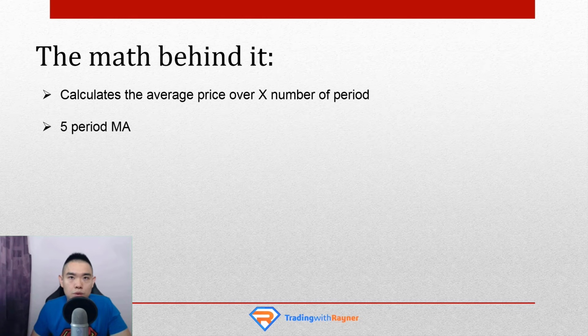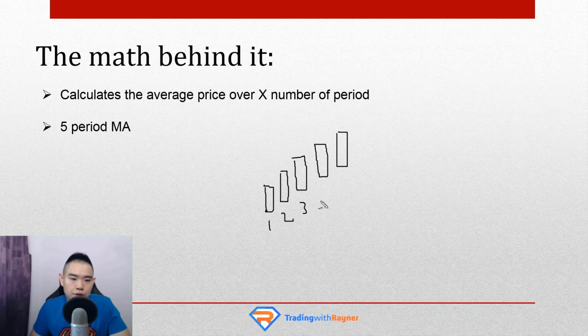So let me show you how this works. Let's say you're looking at the chart and you have bars like this. This is the first candle, this is the second candle, this is the third candle, this is the fourth, and let's say this is the fifth. 5 candles on your chart. And let's say the closing price of these 5 bars is $1, $2, $3, $4, and then $5. So the first candle means the price closed at $1. The second candle means the price closed at $2. This one closed at $3, this candle closed at $4, and this candle closed at $5.